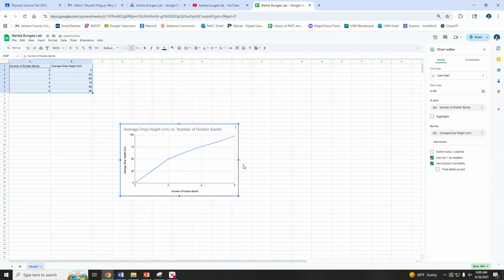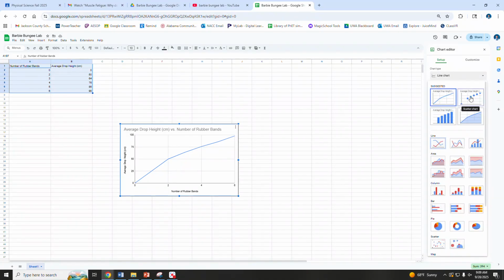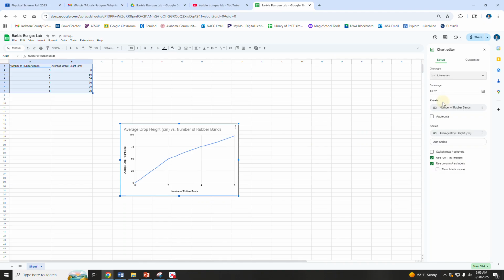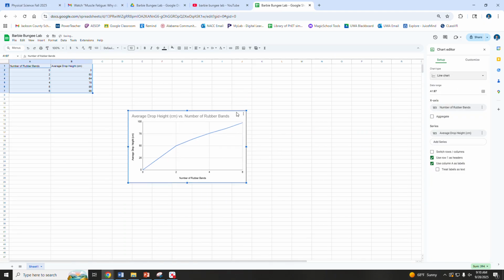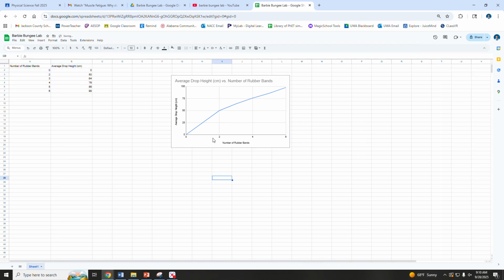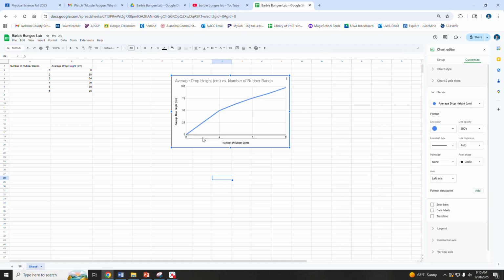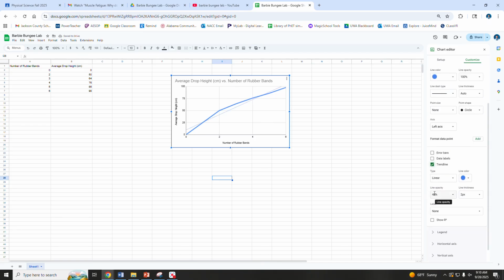and there's my line. Now, if it didn't give you a line chart, you can change it right here. If it gave you a scatter chart, you can change it to a line chart. So the whole goal of this was to get an equation. So we want to click our trend line here. If you click it, it's going to give you some options. So we want to look at our trend line. Click that box that says trend line, and where it says label, click use equation.